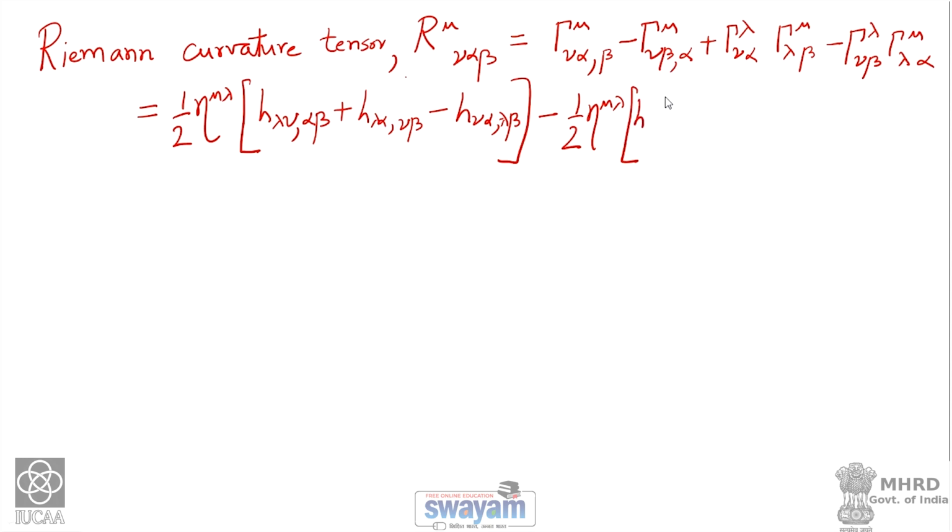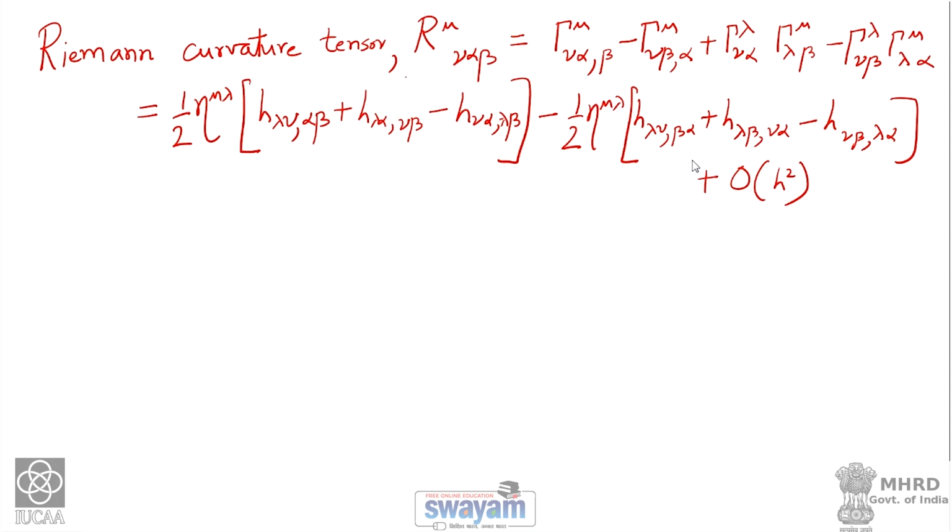Then again we will have h lambda nu comma beta, but there is a derivative with respect to alpha, plus h lambda beta comma nu derivative with respect to alpha, minus h nu beta lambda derivative with respect to alpha. The other two terms are corrections of the order of h square, quadratic correction. We need not bother about that.